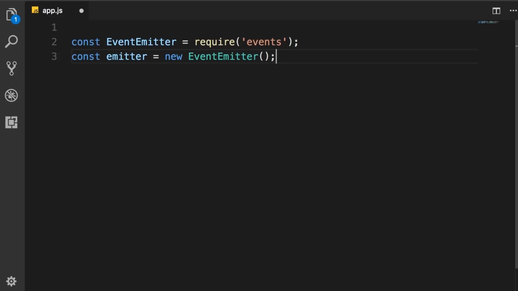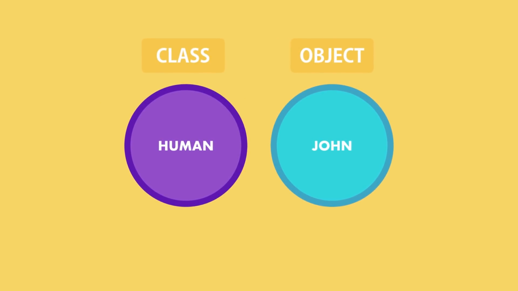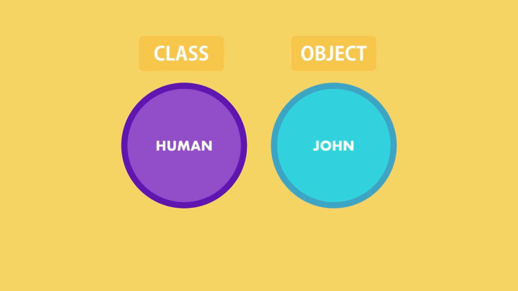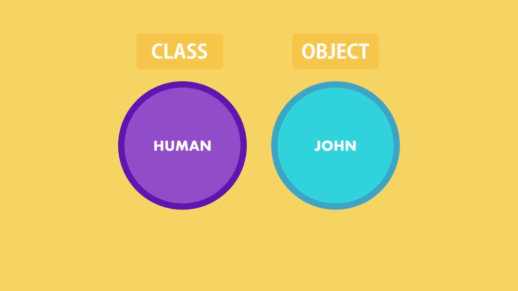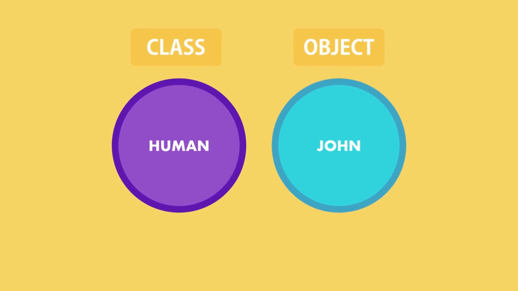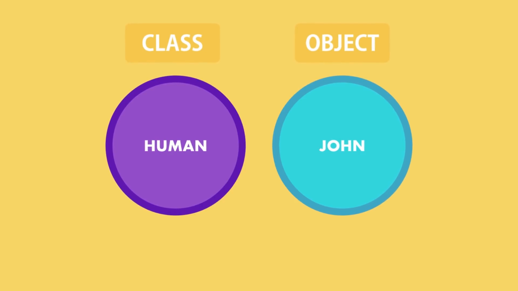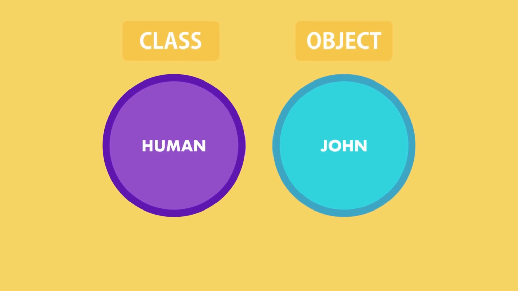In case you don't know the difference between a class and an object, let me give you a metaphor. A class is like human, and an object is like an actual person, like John, Mary, and so on. So a class defines the properties and behavior of a concept, like a human, but an object is an actual instance of that class, okay?